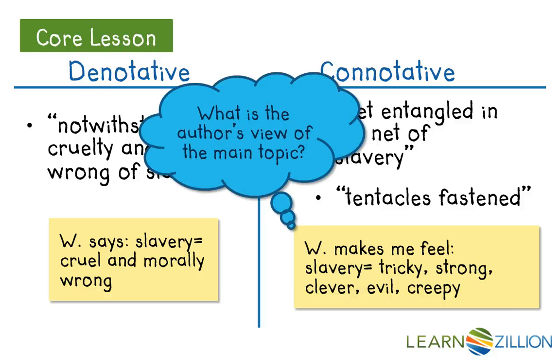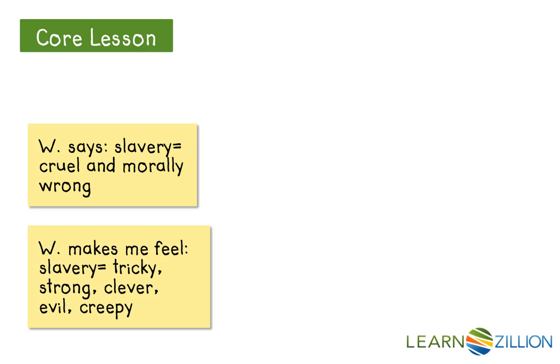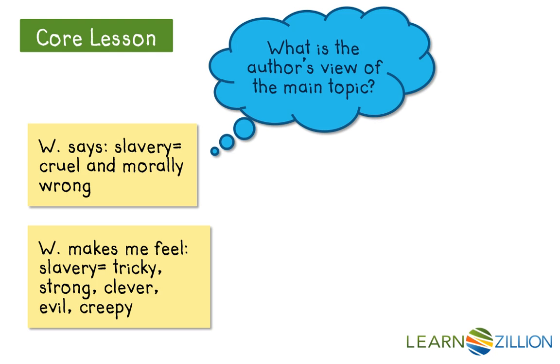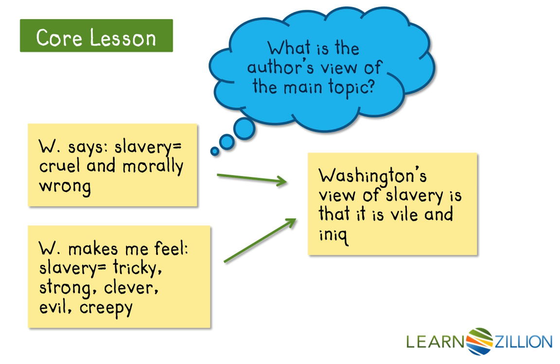So now, what is the author's view of the main topic? I'll take my two little sticky notes that I've just written and take my question, what is the author's view of the main topic, and see what I can create. Well, let's see. Washington's view of slavery is that it is vile and iniquitous. Now, how did I come up with vile and iniquitous? I simply looked at my two notes and I summarized from the terms that I had there. What did it seem to me that Washington's view of slavery actually is?